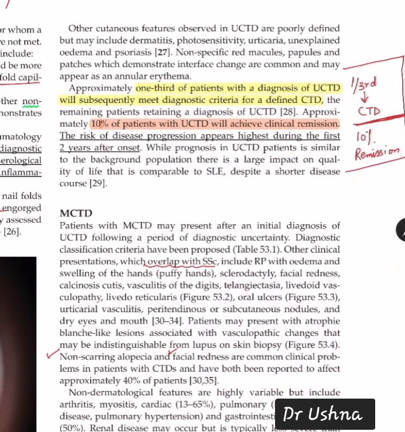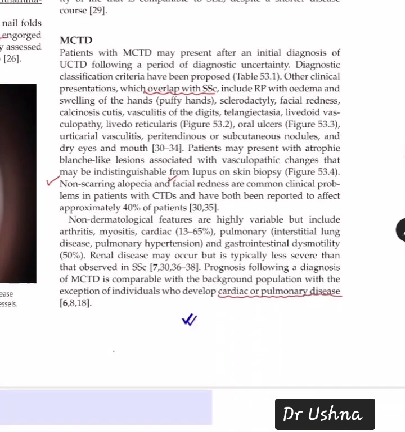If we talk about the prognosis of the UCTD, one third of the UCTD patients subsequently meet the diagnostic criteria for a defined CTD in the near future by developing one or more additional clinical or lab findings. And 10% will have remission, will develop clinical remission. The risk of disease progression appears higher during the first 2 years of onset.